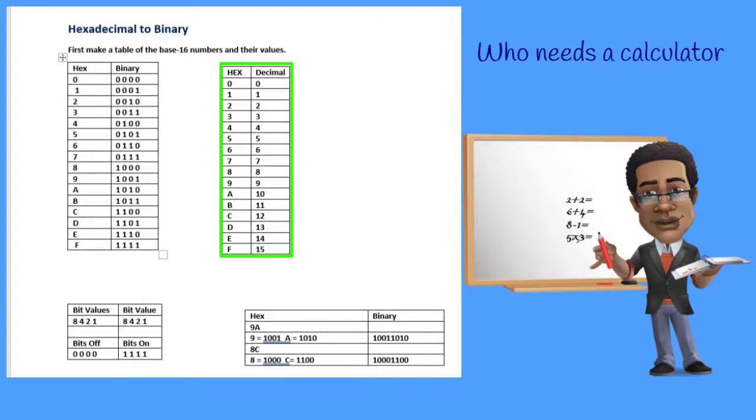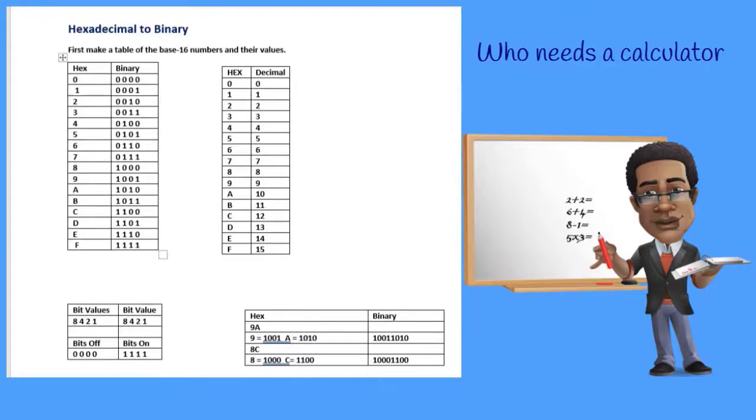So the zeros and the ones, they all match up all the way down to 9. When you get to 10, hexadecimal is the A, in decimal is the 10, a 1 and a 0. Hexadecimal B equals 11, C equals 12, D equals 13, E equals 14, and F equals 15.